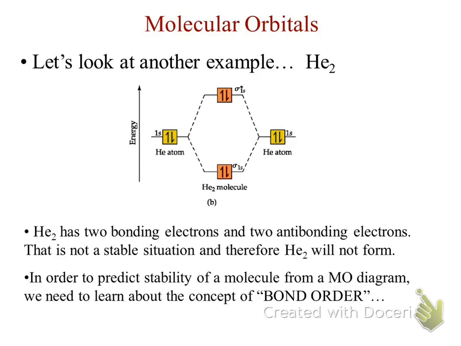So in order to predict the stability of a molecule from a molecular orbital diagram, we have to go into what is called bond order. Now, we're going to save this part for the last and final video, then we can wrap all this up, and you guys will be set to go and ready for your test.